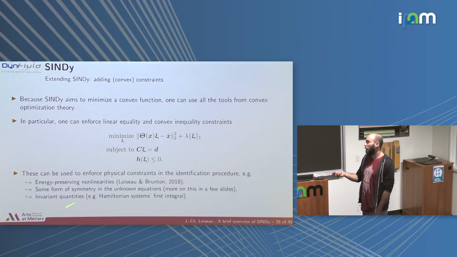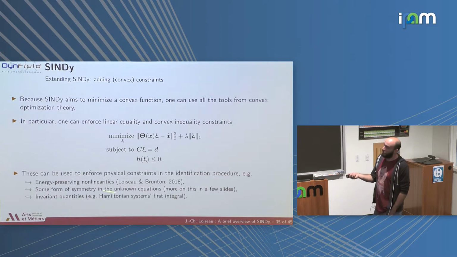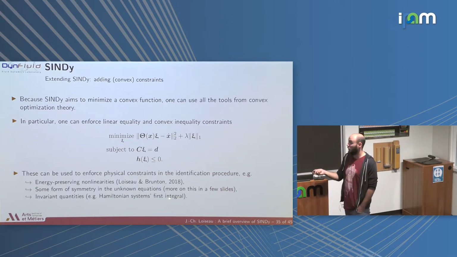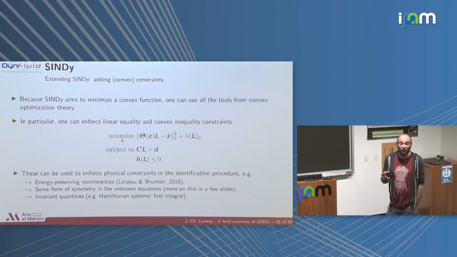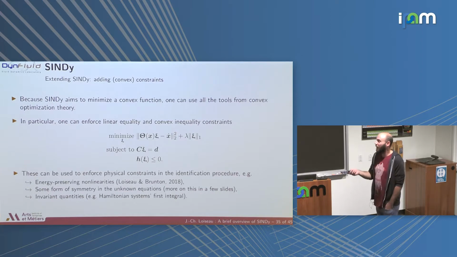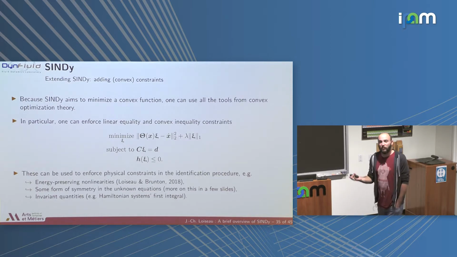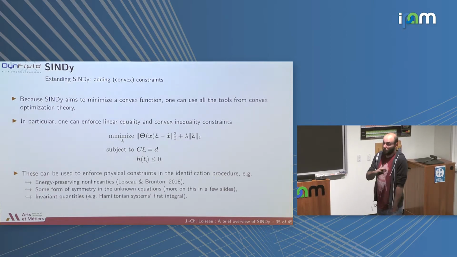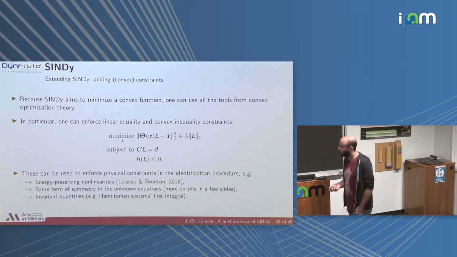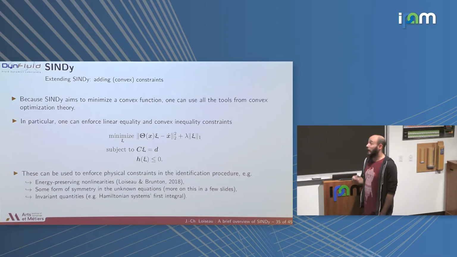We've also given some tests. We try to also impose some invariant quantities in Hamiltonian systems. I'm not sure "first integral" makes sense in English; in French it's intégrale première. They are invariant quantities for Hamiltonian systems, and we try to bake them into the identification to make sure the system fulfills these physical properties. But that's one thing, and it's not the only thing.